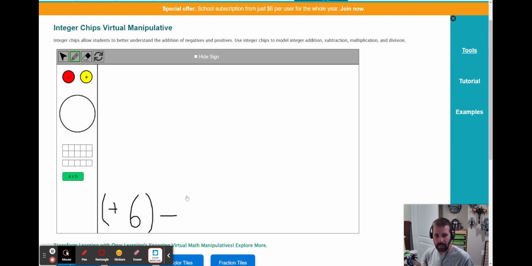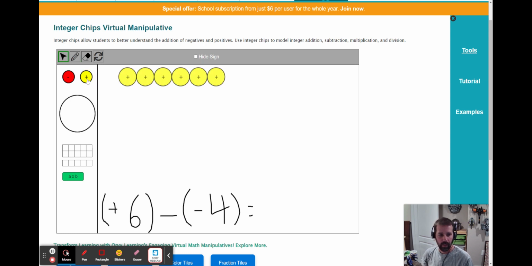Yay. Take away, and let's take away a negative number. Okay, so let's take away negative 4, equals unknown. So again, I'm going to build a story the way the question told me. It tells me it starts with positive 6. So let's start with positive 6: 1, 2, 3, 4, 5, 6. Okay. And now it's asking me to subtract negative 4.